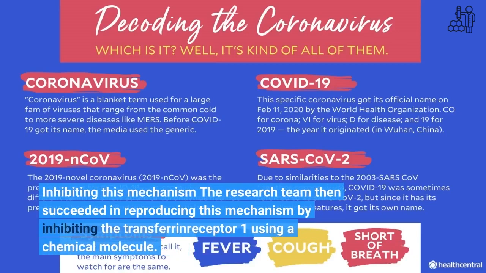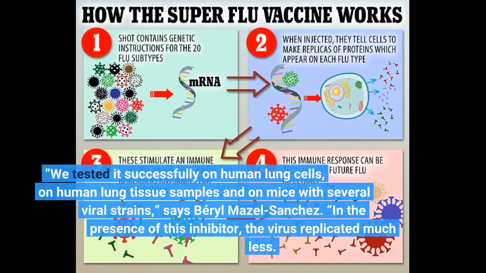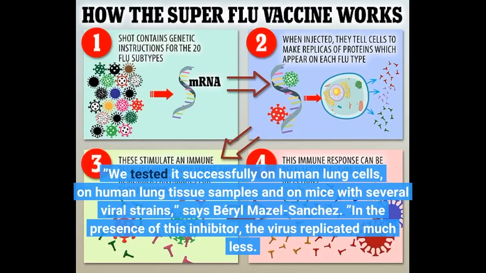The research team then succeeded in reproducing this mechanism by inhibiting the transferrin receptor 1 using a chemical molecule. We tested it successfully on human lung cells, on human lung tissue samples and on mice with several viral strains, says Beryl Mazel-Sanchez. In the presence of this inhibitor, the virus replicated much less.